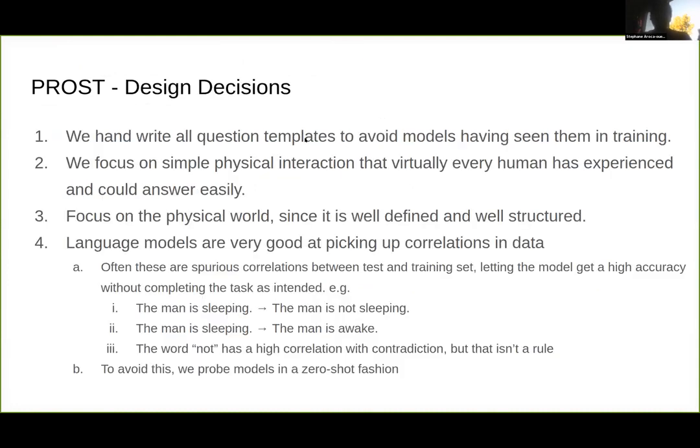So one of the issues that more and more people are seeing is that these really big language models succeed at tasks, but often they succeed in unintended ways. They find data correlations that are not at all how we as humans would solve the task. And to avoid this, we decided to handwrite all the templates to make sure that none of the models would have seen these exact sentences before, and we probed all the models in a zero-shot way, which is definitely more challenging. But humans are probed in a zero-shot way all the time, and we do very, very well at it.